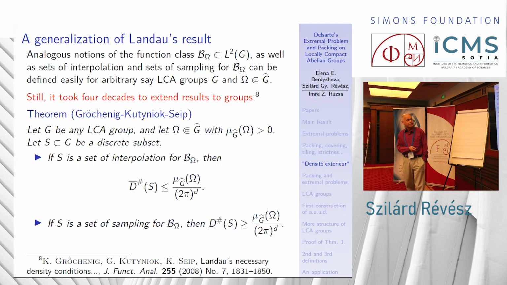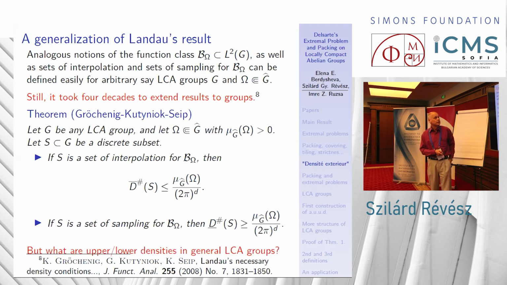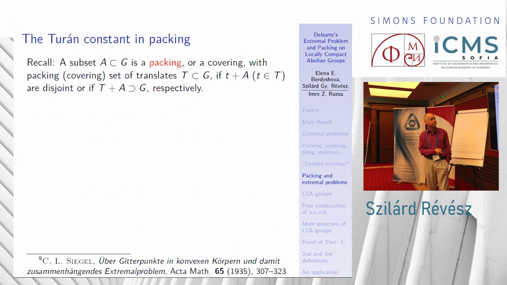So Gröchenig, Kutyniok, and Sipe constructed a different way, uniform upper density, I mean different from mine, and proved analogous results about sets of interpolation and sets of sampling. Okay, so it is a useful notion, this upper density notion.